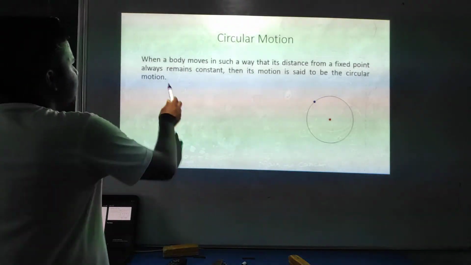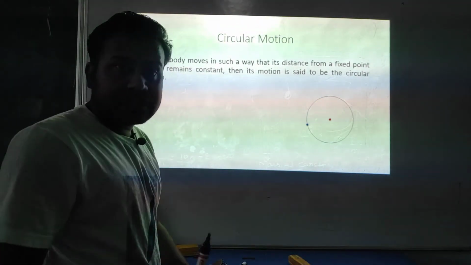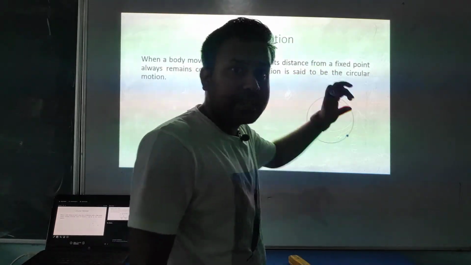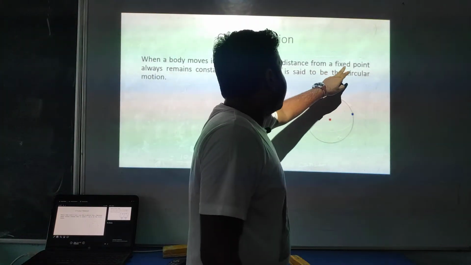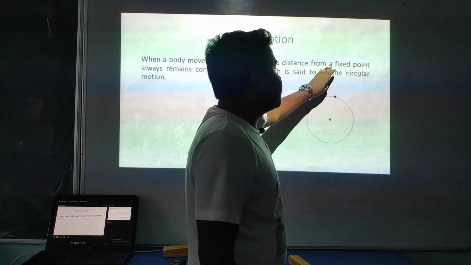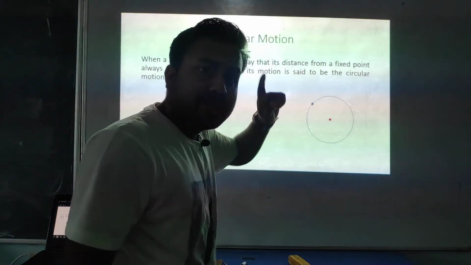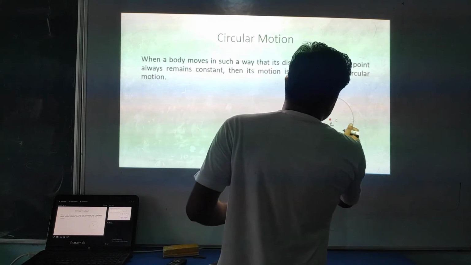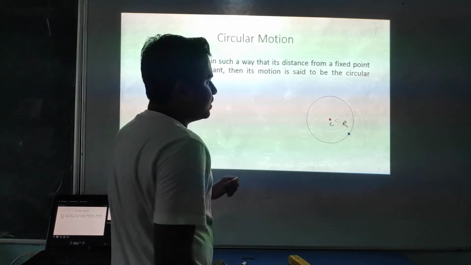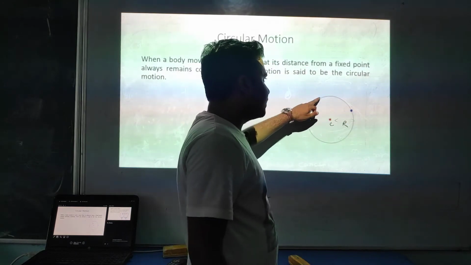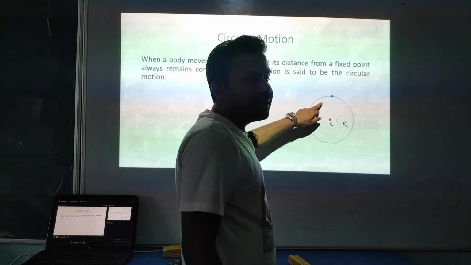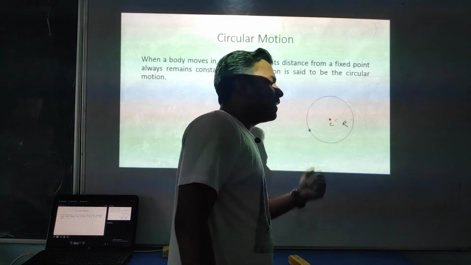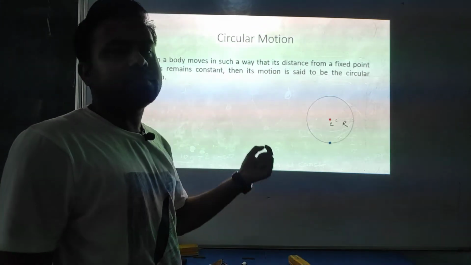How will you define it? When a body moves in such a way that its distance from a fixed point is fixed or constant. That fixed point is what, student? The center, and here this radius is constant. Look at this. Every time this particle is moving, the distance from this center is constant.